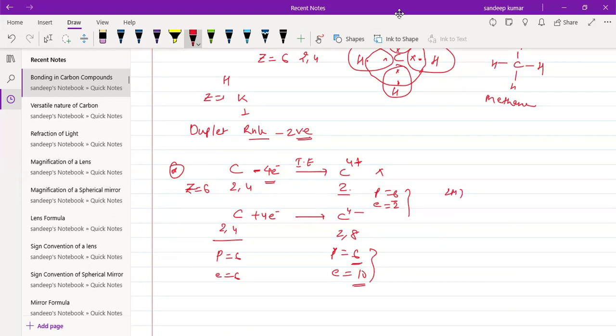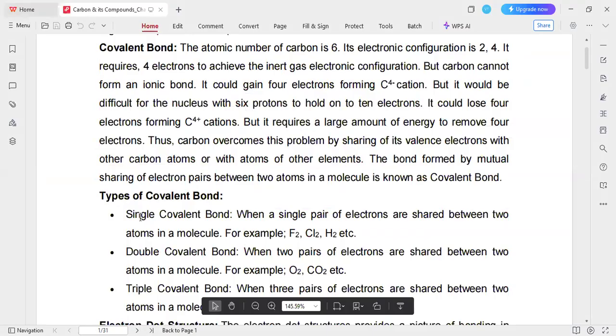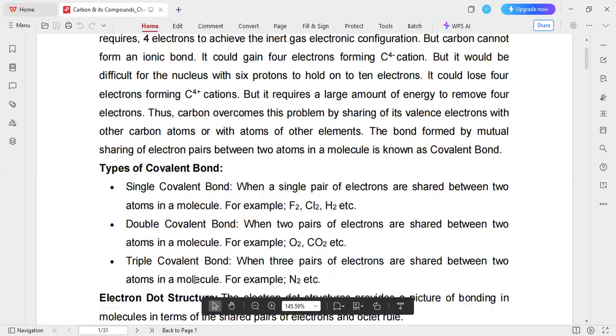Let's go through the types of covalent bonds. Note them down. Single covalent bond: when a single pair of electrons is shared between two atoms in a molecule, for example F2, Cl2, which I have explained. Double covalent bond: when 2 pairs of electrons are shared between two atoms in a molecule, for example O2 and CO2. Triple covalent bond: when 3 pairs of electrons are shared between two atoms in a molecule, for example N2.